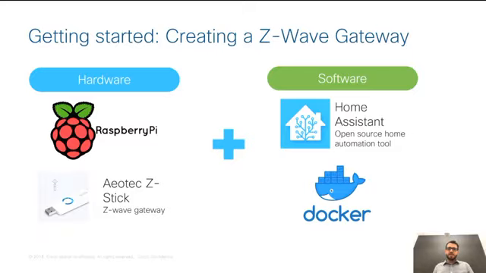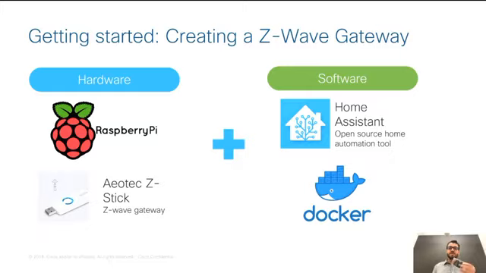In this example, my goal is to create a Z-Wave gateway. And as I mentioned before, Z-Wave is a very common IoT protocol for home automation. In this example, what you're going to need is some software and hardware. And for the piece of software, you don't need to use a Cisco access point.